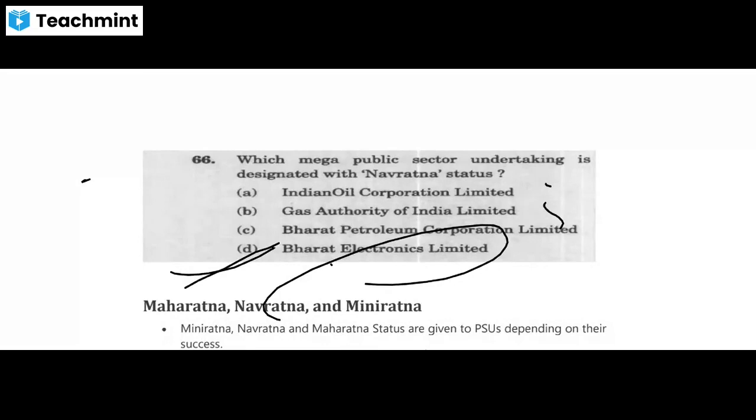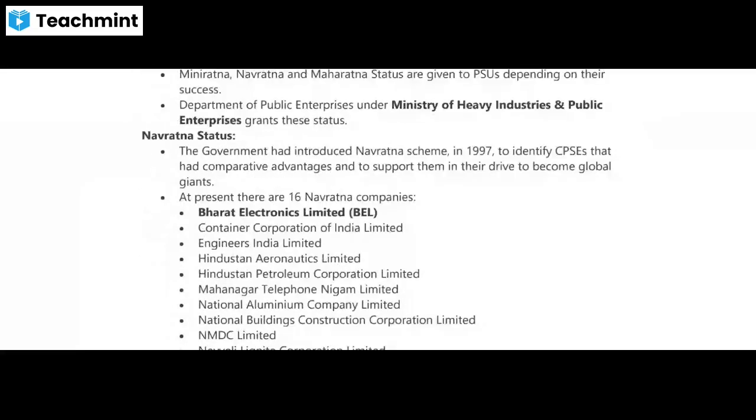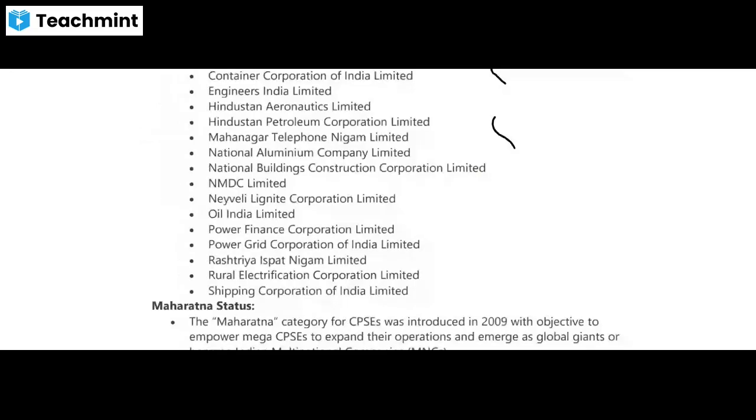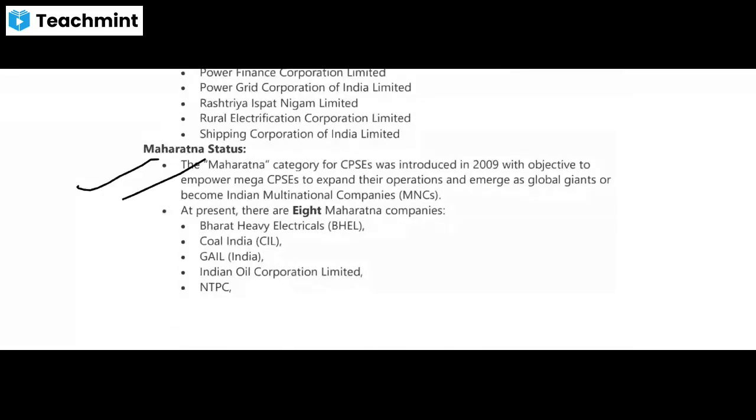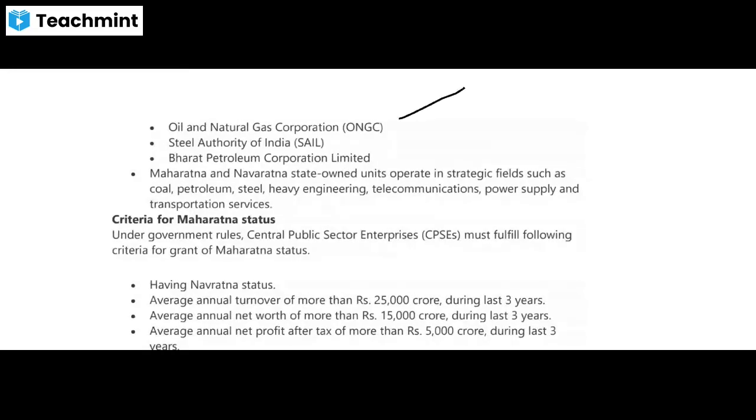So as you can see, this is a list of your Navaratna status companies. Under that, Bharat Electronics Limited is there. It is one of your Navaratna companies. At present, there are 16 Navaratna companies and the list is provided here. And the Maharatna status is given to 8 Maharatna companies. Those are BHEL, Coal India Limited, Gas Authority of India Limited, IOCL, NTPC, ONGC, SAIL, and BPCL.